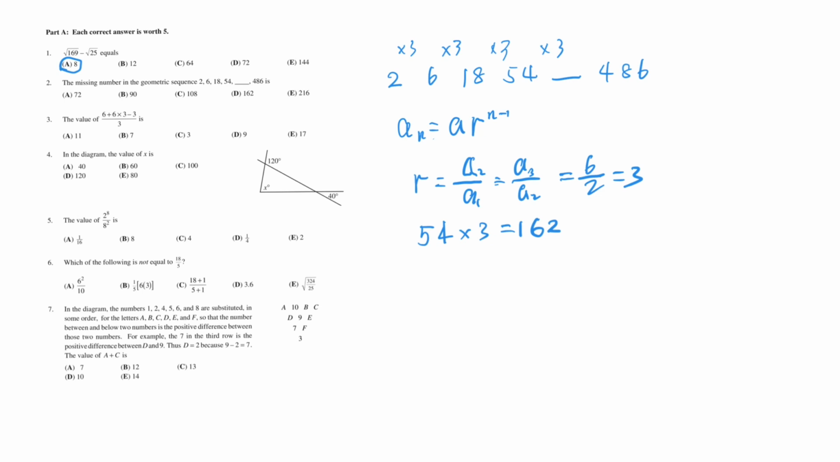that's 162. Or we use the general term, the fifth term, a fifth equals the first number times 3 to the 5 minus 1. So that's 2 times 3 to the power 4. 3 to the power 4, that's 81. Still 162. So number 2, the answer is D.